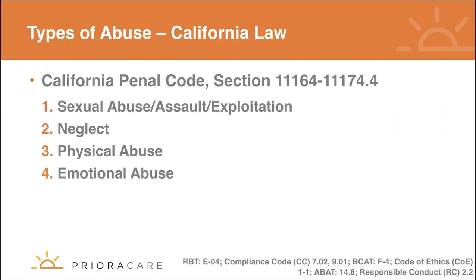This training is going to review the types of abuse as described in California law. However, each state or country may have different laws and definitions of what constitutes abuse and neglect, so you should refer to specific state laws for this information in order to ensure that you are in compliance if not residing in California. As for the types of abuse as defined in the California Penal Code, Section 11164-11174.4, this includes sexual abuse, neglect, physical abuse, and emotional abuse. Now we will review each of these types of abuse, as well as the signs that may be demonstrated by either the child or the parent.